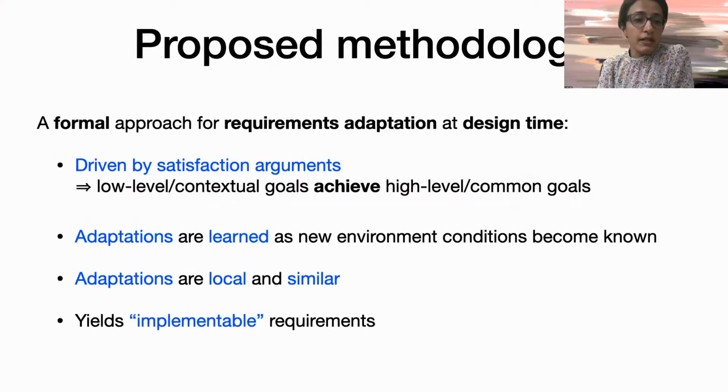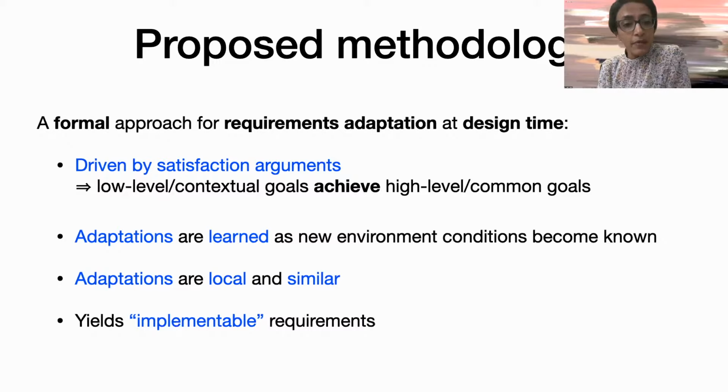So what we present instead is a formal approach to requirements adaptation at design time, in which the adaptation process is instead driven by satisfaction arguments. And by that, I mean that low-level contextual goals achieve high-level common goals across, let's say, various contexts. And that the adaptations are learned as new environment conditions become known. So they're not fixed or known a priori.